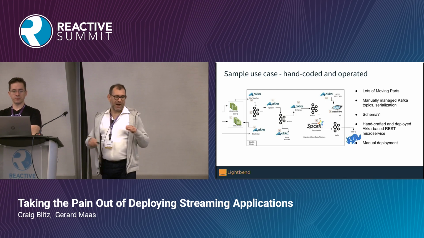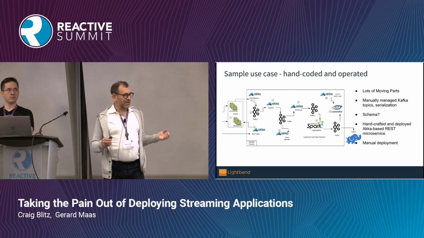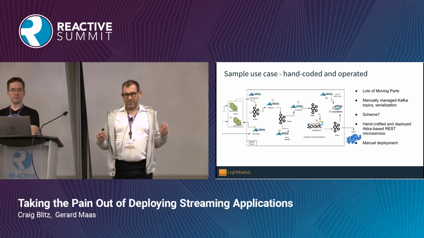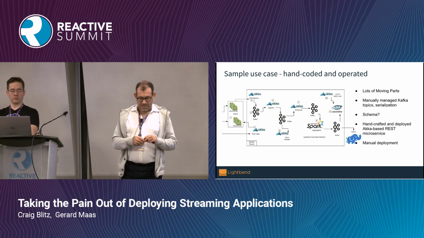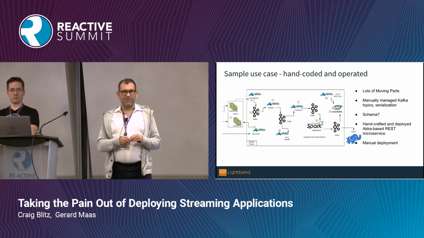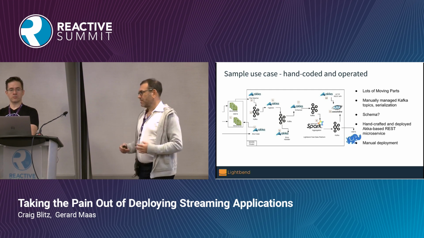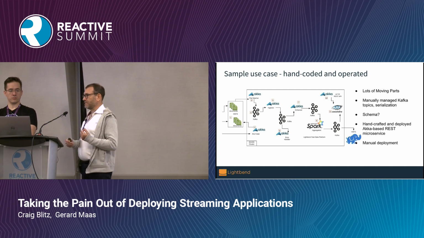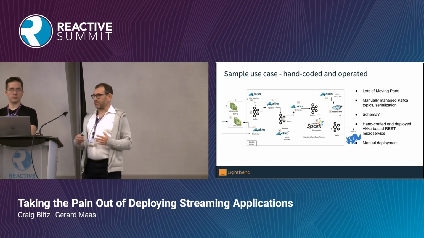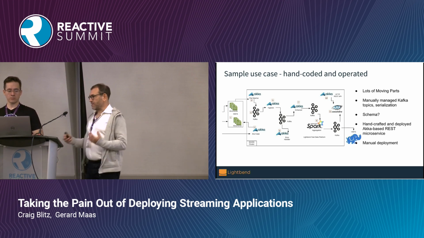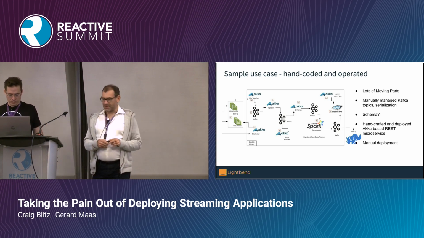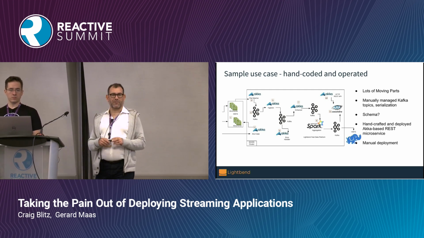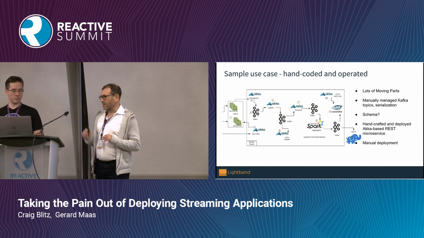You have to manage your Kafka topics. You have to manage your serialization. There's nothing really here doing schema management. If you think about how you're going to evolve schema, you're kind of on your own, right? And all the deployment is manual, right? So we want to be able to help address this. The other thing that you see is that we did expose this as a microservice in the upper right, but of course all of that was hand-coded as well and hand-deployed.